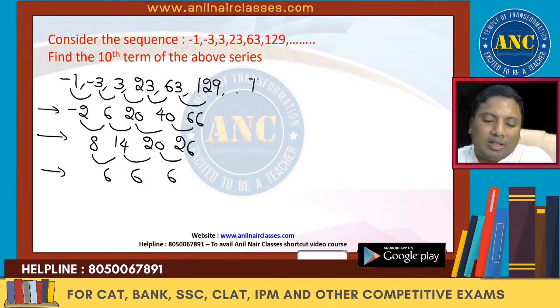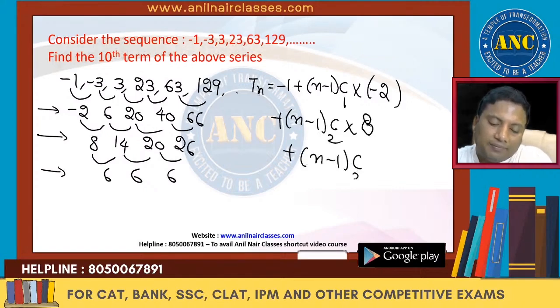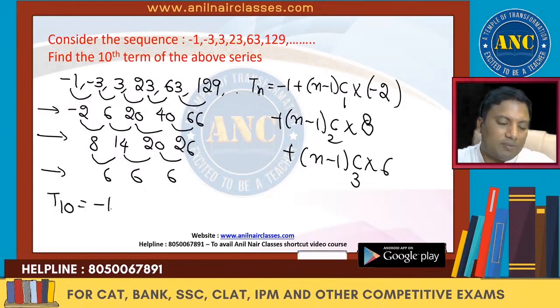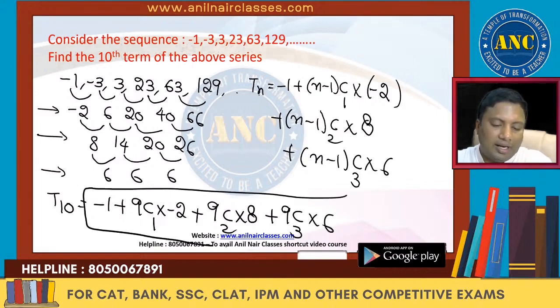So Tn is nothing but a, that is -1, plus n minus 1 C1 into -2. I hope it is clear. Plus n minus 1 C2 into 8 plus n minus 1 C3 into 6. Which term do we require? T10 we require. So it is -1 plus 10 minus 1 is 9, 9C1 into -2, 9C2 into 8, 9C3 into 6. Idea clear, right?